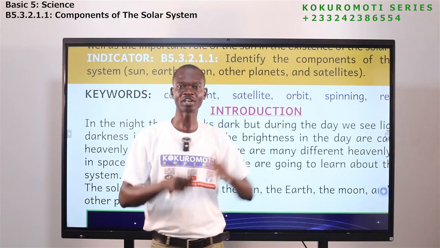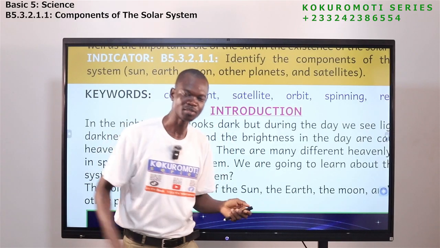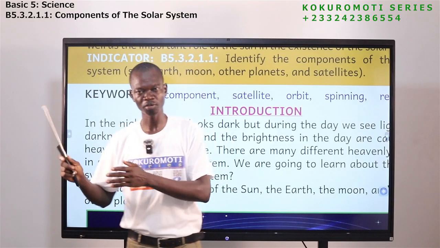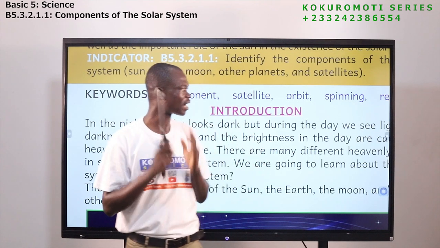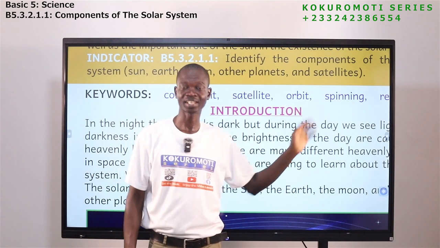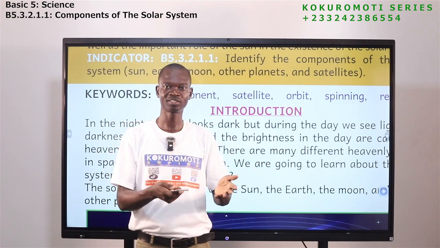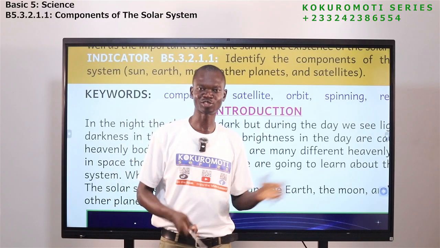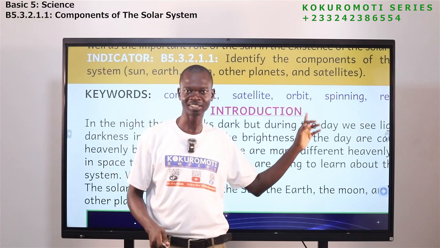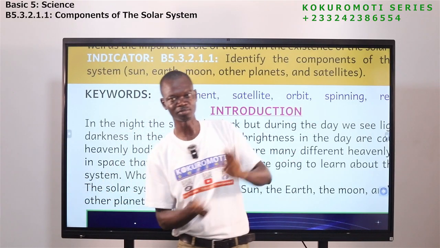Orbit. So in the solar system we have what? Planets. All the planets, they move, but the path along which they move, that path is called orbit. Like cars. Cars use road. The planets, theirs is no road. Theirs is what? Orbit. That is the path along which they move.